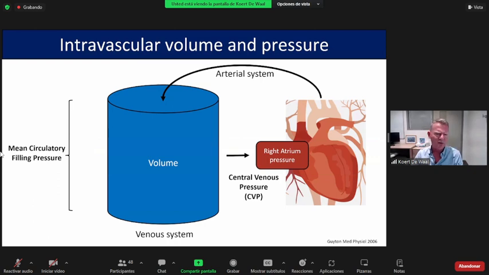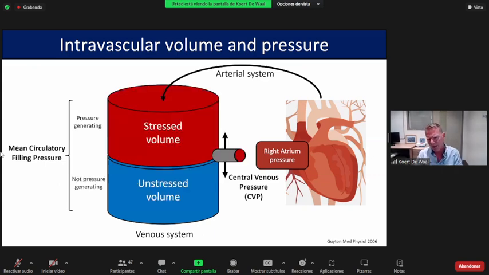And this is a very old physiology slide where this big blue tube represents the venous system. If you have measured the pressure in it when it's standing still, that's called the mean circulatory filling pressure. And the venous system is, of course, filled by the arterial system and connected to the heart again, which we call the right atrium, and that pressure which is created over there, we call the central venous pressure, the CVP, which is an important intensive care term.